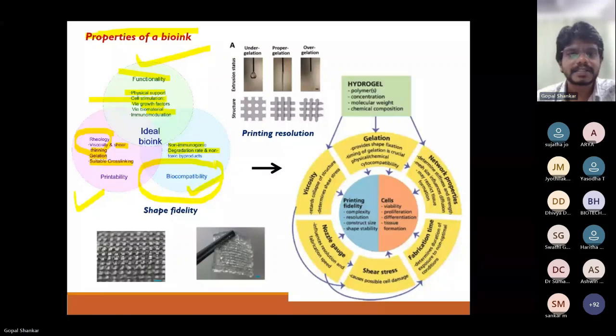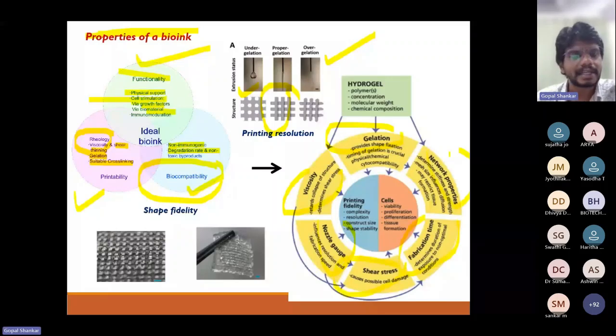And you see here, this is under gelation. Under gelation, the typical bioink should form a drop first. So this is okay. And after forming a drop, under proper gelation, there should be a continuous filament formation. Only if there is a continuous filament formation, you'll get this grid-like pattern. If it is over-gelled, you see here, this is not a continuous pattern. It is not a filament. It is getting disturbed. So proper gelation is an essential characteristic that will allow the proper printability of your material. So again, gelation, viscosity, the nozzle gauge, shear stress, fabrication time, network properties are essential for your ideal bioink.